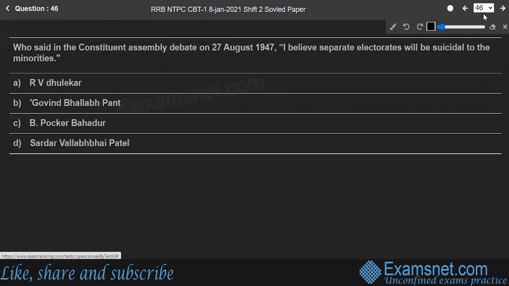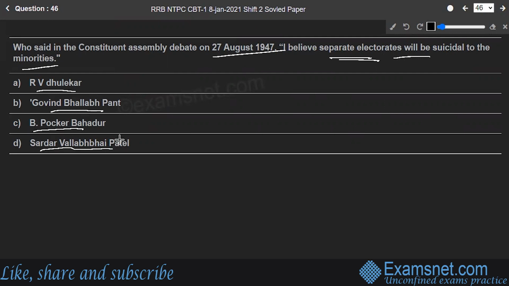Hope you understood that. Next is question number 46. Who said in the Constituent Assembly debate on 27 August 1947, "I believe separate electorates will be suicidal to the minorities"? R.V. Dhuletkar, Govind Vallabh Pant, B. Pocker Bahadur, Sardar Vallabhbhai Patel. Well, the correct answer is Govind Vallabh Pant. In the Constituent Assembly debate on 27 August 1947, Govind Vallabh Pant said, "I believe separate electorates will be suicidal to the minorities."